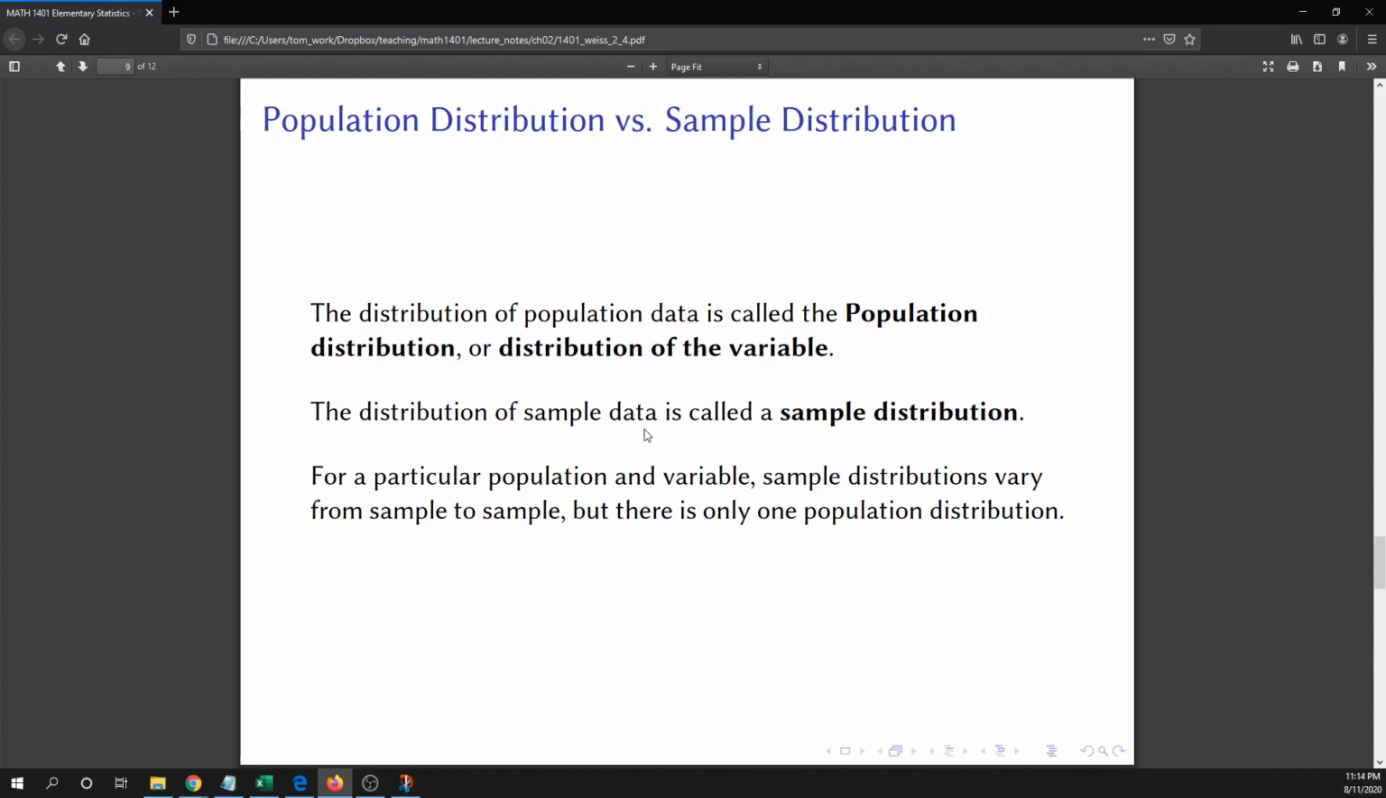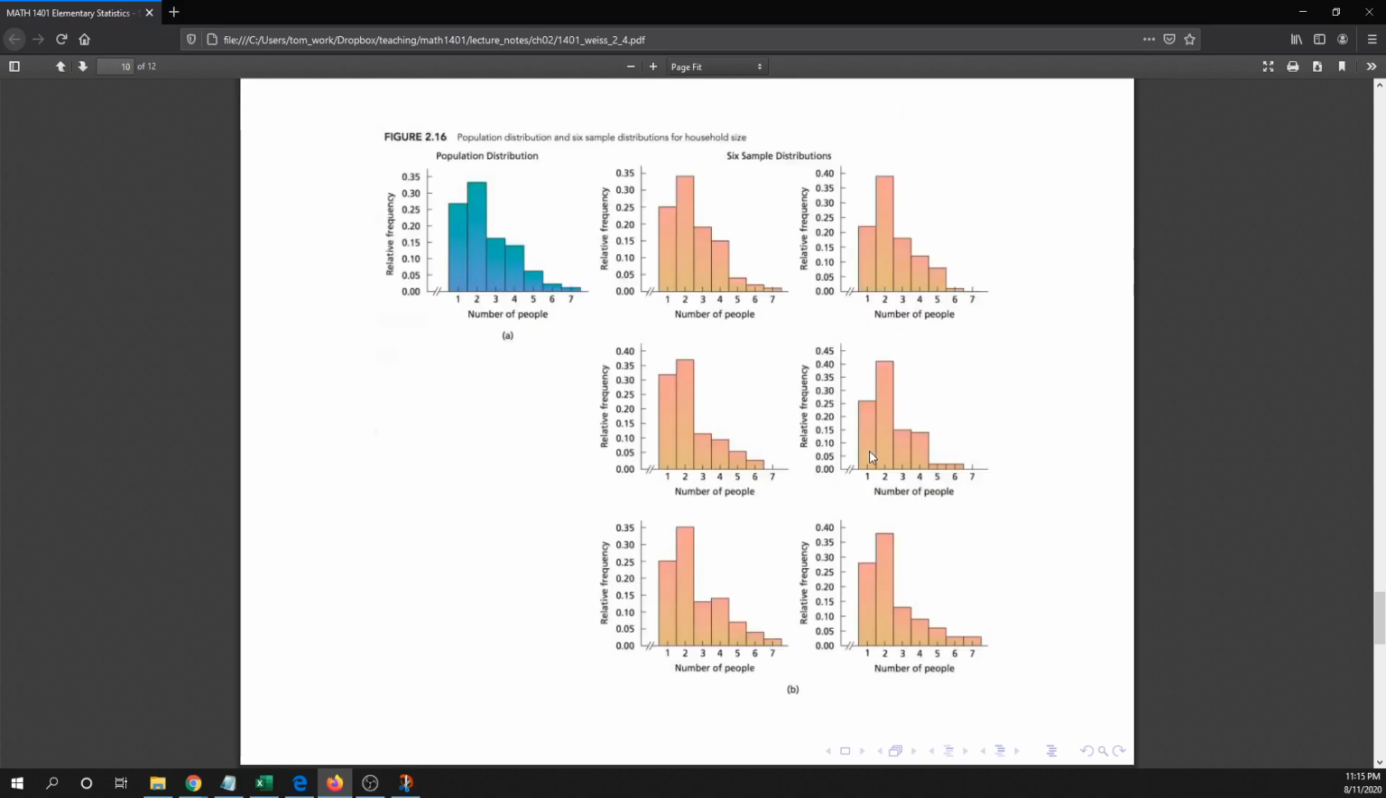On the other hand, with sample data, there are lots and lots of different samples that can be taken from a population. There are millions and millions of people in, say, your population, and you're taking a sample of 10 people randomly. Well, there are lots and lots of ways that you can choose 10 different people from a big population. That means there are lots of different samples, and so the sample distribution is going to vary from sample to sample. In the next slide, I have a picture that illustrates this concept.